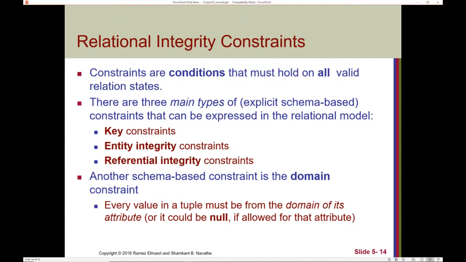We've talked about relations. We have relational integrity constraints. These are conditions that must hold on all valid relation states. And we've already talked about the main types of constraints: key constraints, entity integrity constraints, and referential integrity constraints. Another schema-based constraint is the domain constraint that states that every value in a tuple must be from the domain of its attribute, or null if allowed for the attribute. So again, if we've specified that we have varchar for a particular field, it should be within that domain.